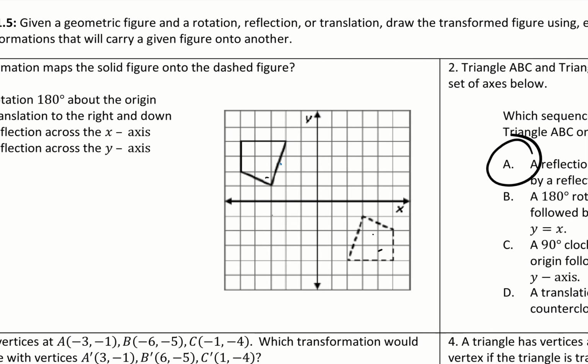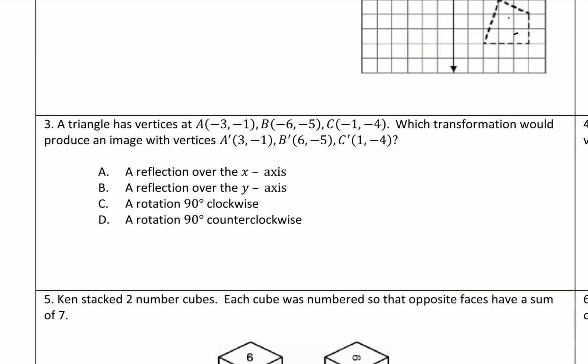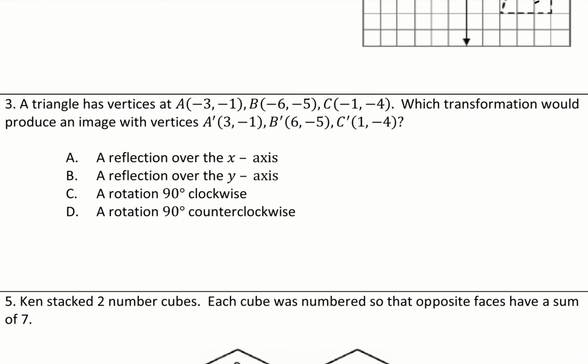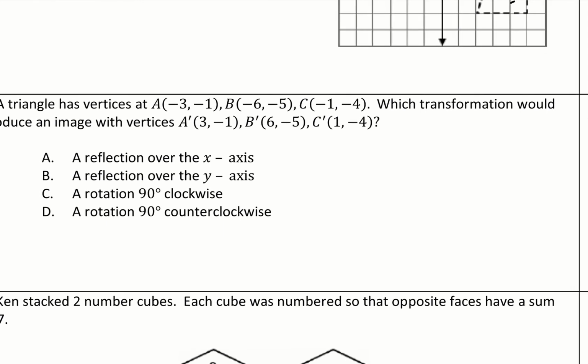Okay, so for number 3, a triangle has vertices at those coordinates. Which transformation will produce an image with those coordinates? So to get from one to the other, let's see if it's a reflection. Reflection about the x-axis.